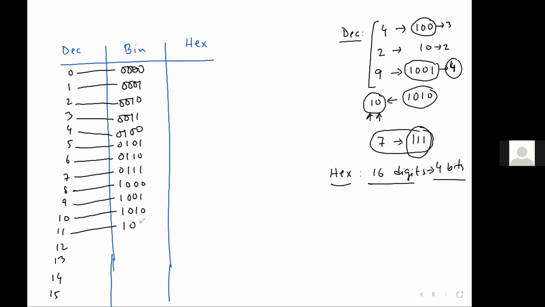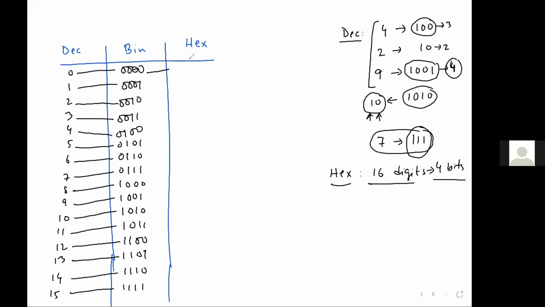Let me know if there is any mistake because I'm just writing and doing both the things, so there might be some error. Is it okay? The conversion. Yes, sir. So you see that we have got 15 numbers.